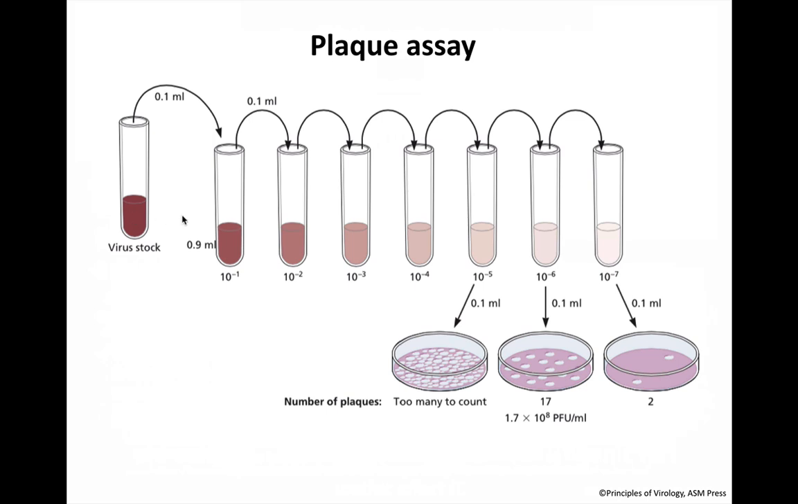So then you make a series of dilutions. You take a number of tubes, you put 0.9 ml of an appropriate buffer in them, and then you do tenfold serial dilutions.